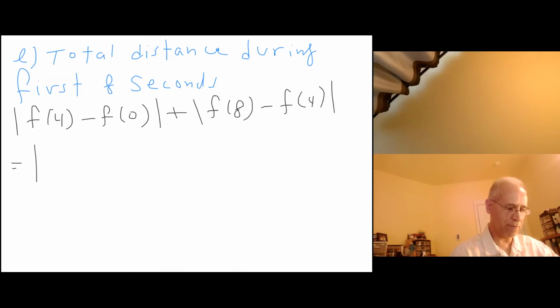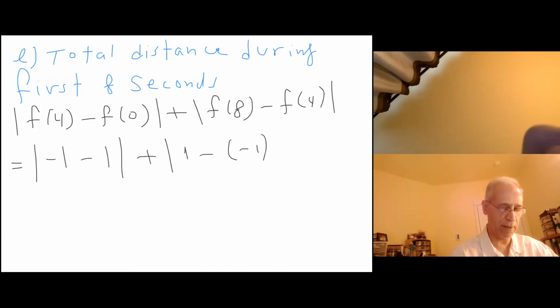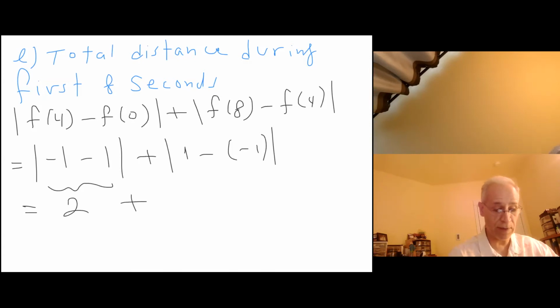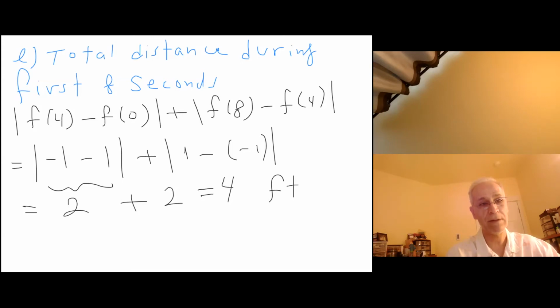So f of 4 is negative 1 minus f of 0 is positive 1, plus f of 8 happened to be positive 1 and minus f of 4 happened to be negative 1. So this part gives me negative 2, absolute value of that is 2, plus this also gives me positive 2, absolute value of that is 2, for a total of 4. So 4 feet is the total distance traveled, not the displacement, the distance.